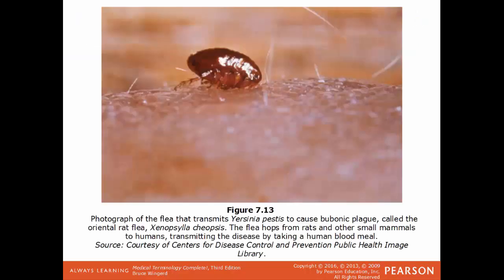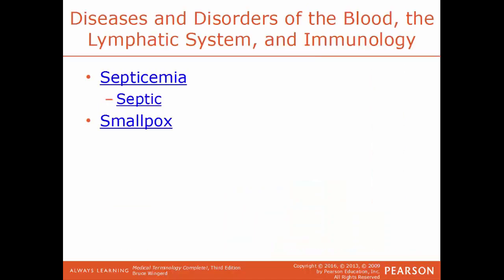In this picture, we have the flea that actually transmits one of the forms of the plague, bubonic plague. Now, in this flea is a bacteria, Yersinia pestis. So it's not the flea that's making you sick, it's the actual bacteria within that flea. Septicemia or septic. This is a condition where you have blood poisoning due to a bacterial infection, either by the bacteria or the toxins that it is producing. And septic references the same type of condition, being infected with bacteria.